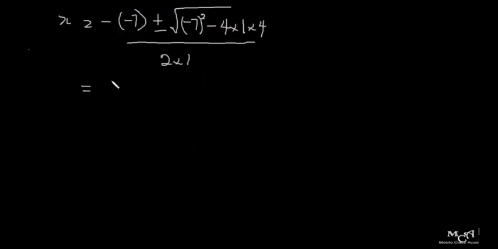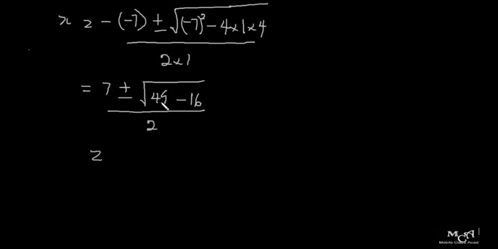From here, we are going to have minus times minus, which is plus. That will be plus 7. Then we have our plus or minus. What is 7 raised to power 2? Minus 7 raised to power 2 is going to give us positive 49. Minus 4 times 1 times 4, that will be minus 16, all over 2. So 49 minus 16 should give us 33. So we are going to have 7 plus or minus square root of 33 all over 2.